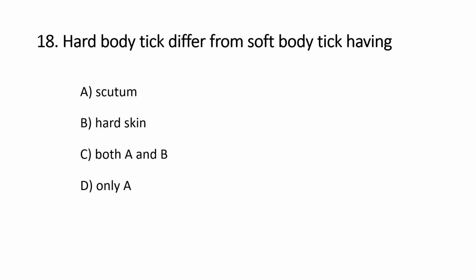Next, hard body tick differs from soft body tick in having, options are scutum, then hard skin, then both A and B, and only A. See this, you will see the body of the tick. This body is divided into two parts. Okay, in hard body tick, the scutum is present and its skin is very hard, as compared to soft body tick. So here the correct option is both A and B. Scutum and hard skin are present in hard body ticks.